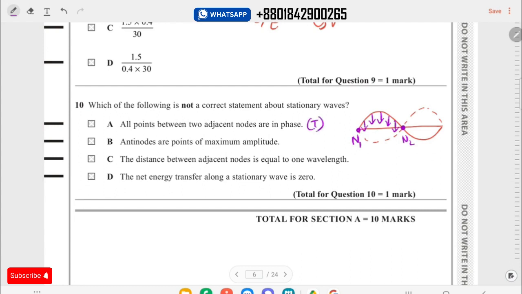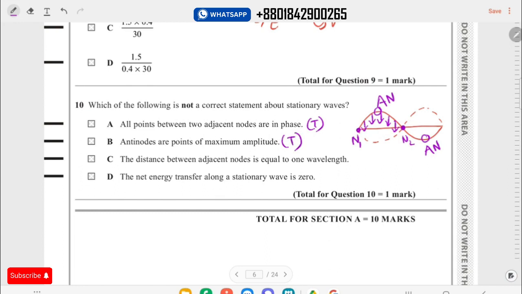This is true. And all points of maximum amplitude are antinodes. Yes, these are the points of antinodes with maximum amplitude, right? So these are antinodes with maximum amplitude. So this is also true.